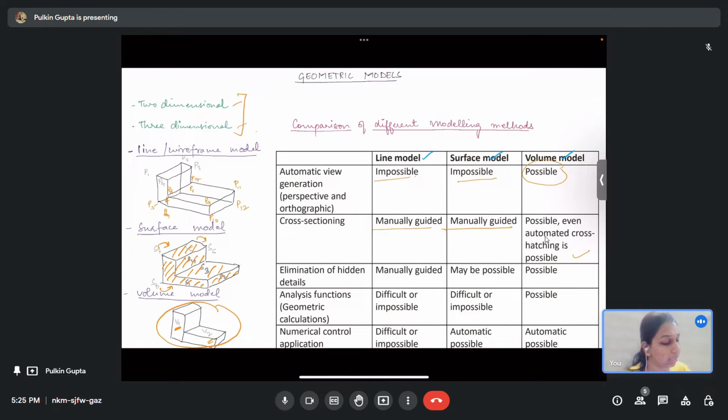Elimination of hidden details in wireframe is manually guided. It might be possible in the surface model, depending on the geometry, but it is clearly possible in the volume model.